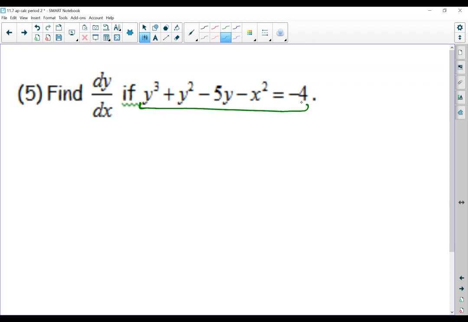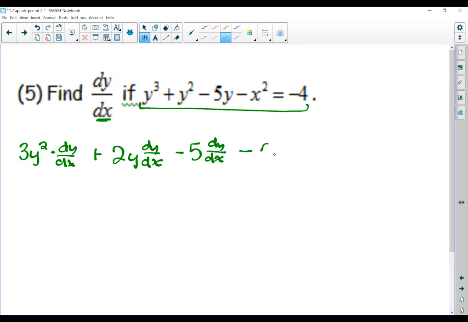Okay, let's see here. It's definitely implicitly defined. It's got x's and y's together. It's a relationship between x and y. I know I'm finding dy/dx, which tells me x is the variable and y is considered a function. So I'm going to go from left to right. When I take the derivative starting from the left, the derivative of y cubed is 3y squared times dy/dx. Again, I'm using chain rule there. Plus the derivative of y squared would be 2y dy/dx, minus the derivative of 5y would be 5 dy/dx, it's constant multiple rule, minus the derivative of x squared is just 2x.